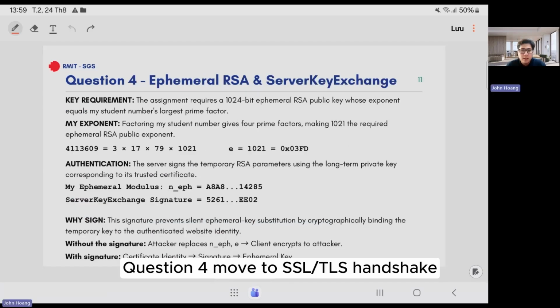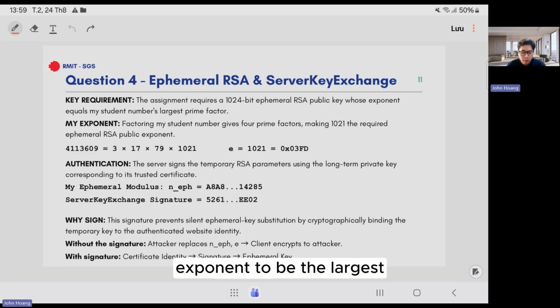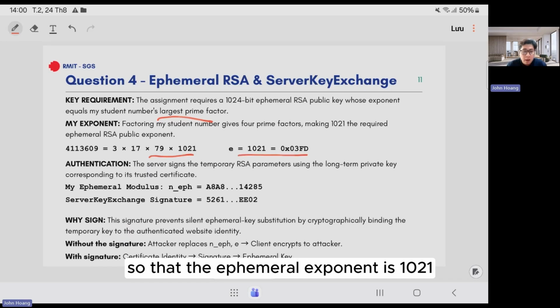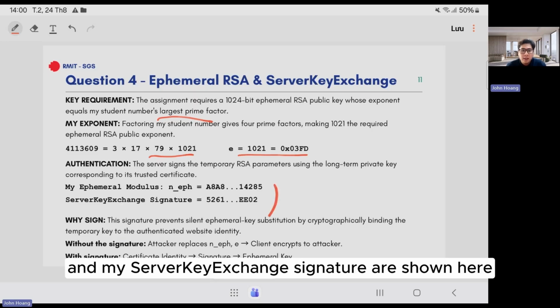Question 4. Move to the SSL/TLS handshake. The assignment requires the ephemeral public exponent to be the largest prime factor of my student ID. After factorization, the largest factor is 1021, so the ephemeral exponent is 1021, or 03FD in hexadecimal. The temporary RSA modulus and my server key exchange signature are shown here.